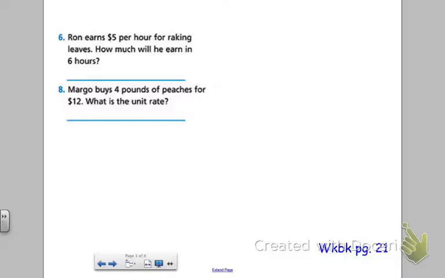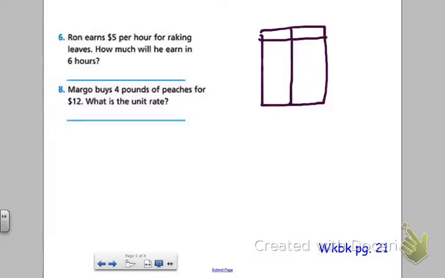Here, number 6, Ron earns $5 per hour for raking leaves. How much will he earn in 6 hours? All right. Well, you may want to think in terms of a rate table. This is optional. Let's see, we're talking about hours and the amount of money that he earns. And if he earns $5 for 1 hour, we want to know what would he earn for 6 hours.